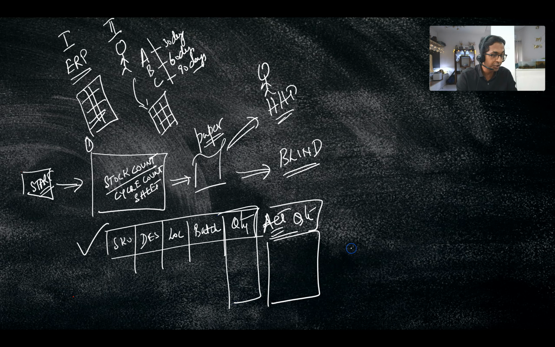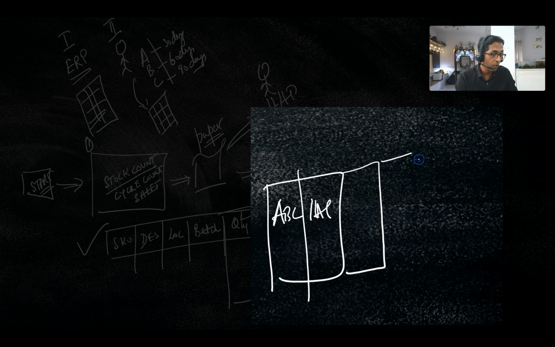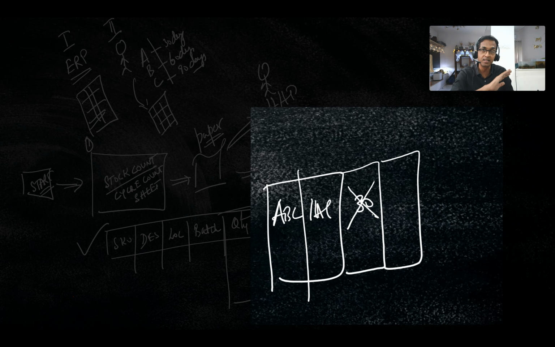So what will happen? The sheet, when it is going, let's say there is an SKU ABC in location 1A1. The person who's going there won't be seeing the actual quantity. Let's assume 30 is in the location. And I will mask this. That means it is completely removed from the sheet, right?